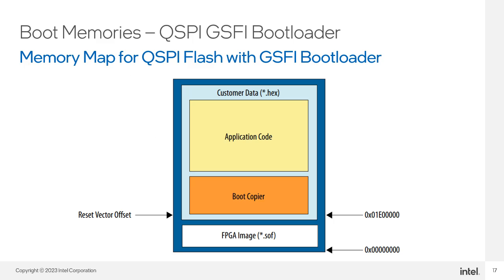We will now take a look at how you can boot from QSPI using the GSFI bootloader. This is the second option of the booting method. At the start of the memory map is the FPGA image followed by your data, which consists of boot copier and application code. Once the project in Intel Quartus Prime software is compiled, the exact size of the FPGA image will be determined. Reset vector offset needs to be set in Platform Designer accordingly in the parameters for Nios V.